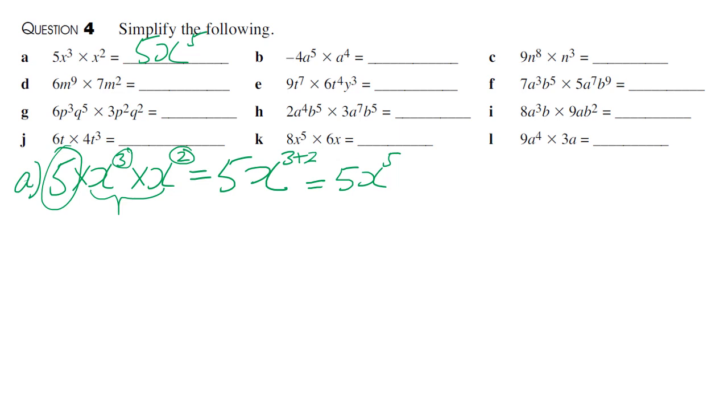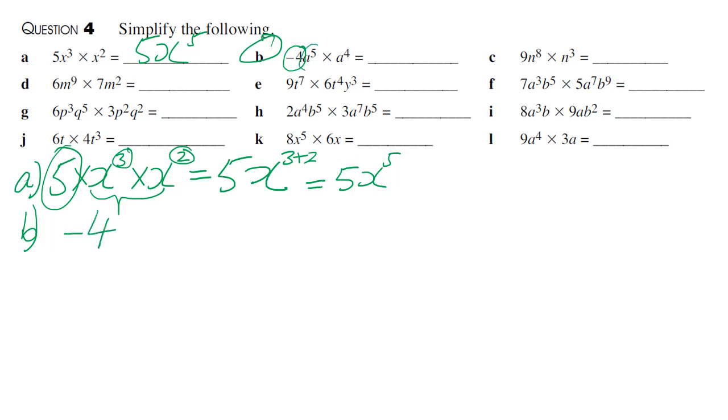Okay, let's look at question B. I've got negative 4a to the power of 5 times a to the power of 4. Okay, this negative sign looks scary, but is it? Not really, because this just means negative 4. Is this negative 4 multiplied by anything else? No, it's not. So I just leave it the same.